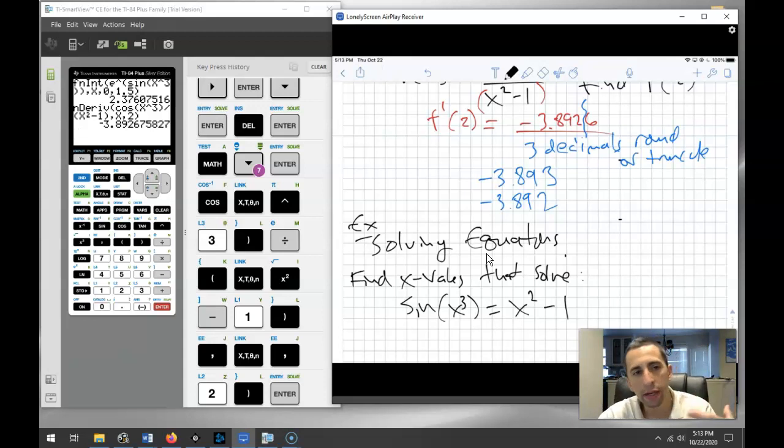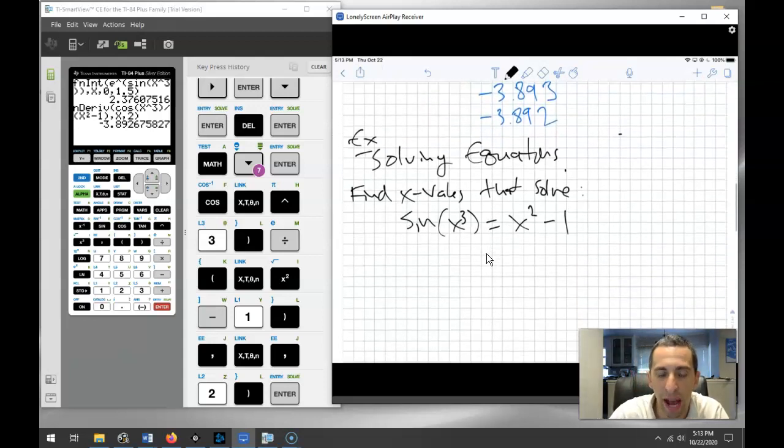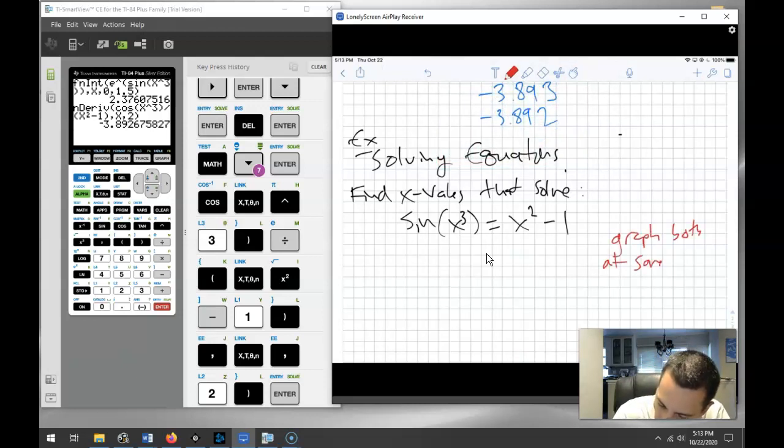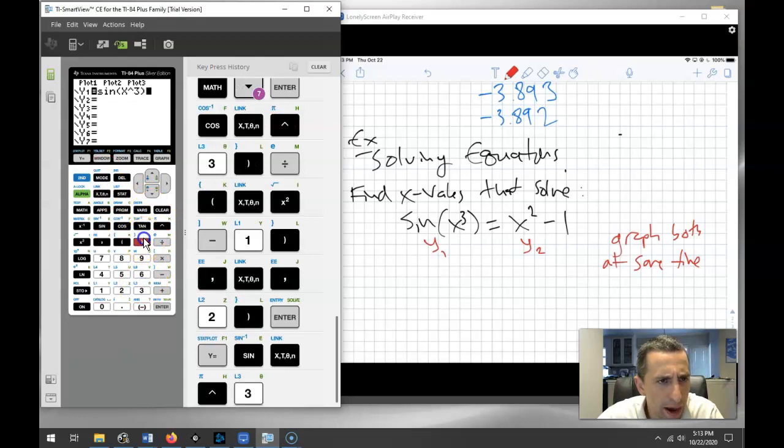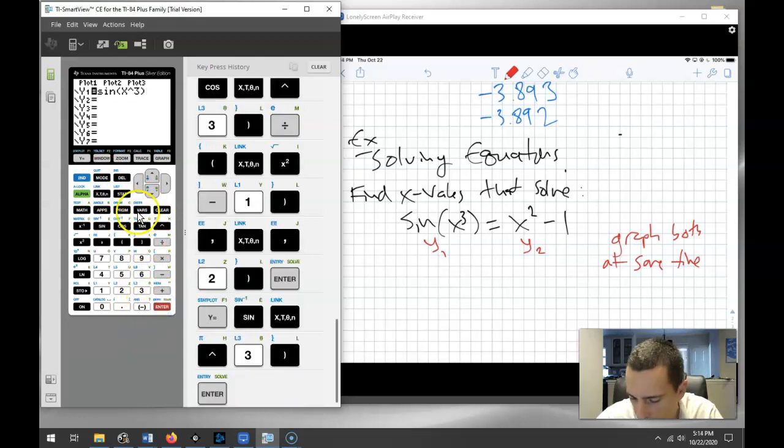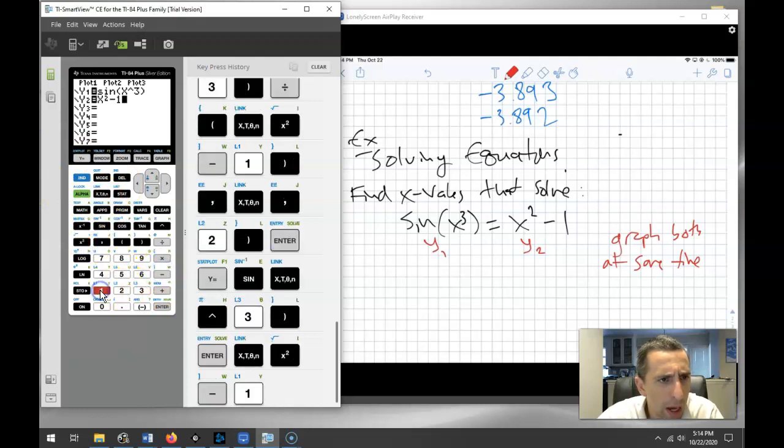Now the way you're going to solve an equation, some of you might want to use the solver if you want. The way that makes the most sense to me, because I like seeing things visually, is to graph both of these at the same time. I'll graph the left side as y1, and the right side as y2. So let's go to our y equals menu and type that in. I'm going to graph sine of x to the third power, and then in y2, x squared minus 1.